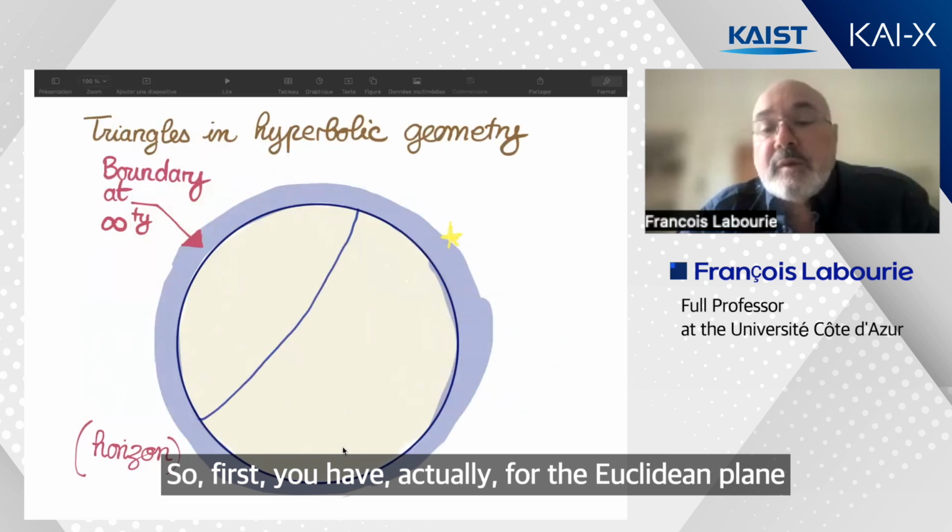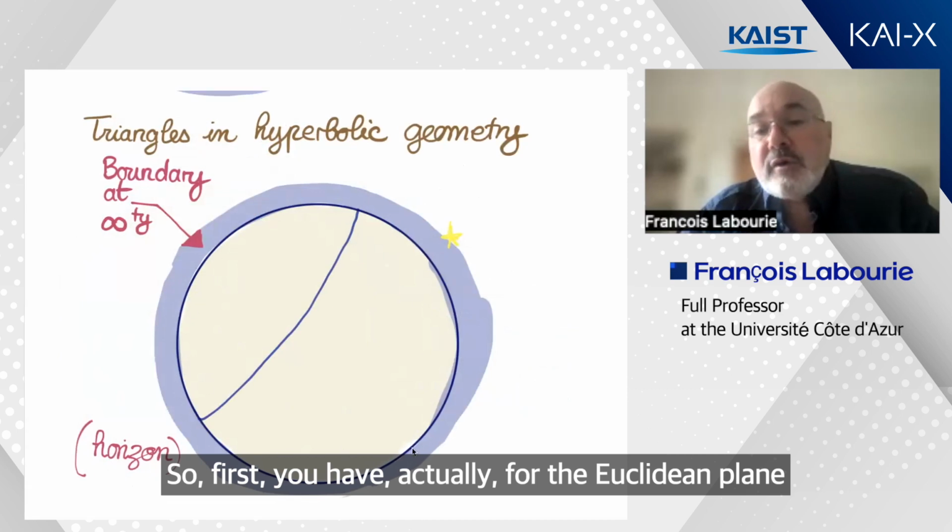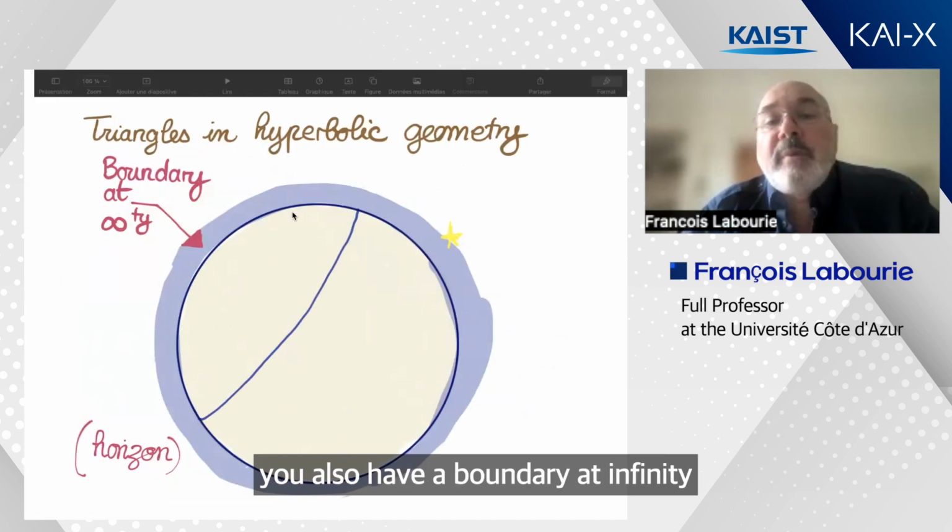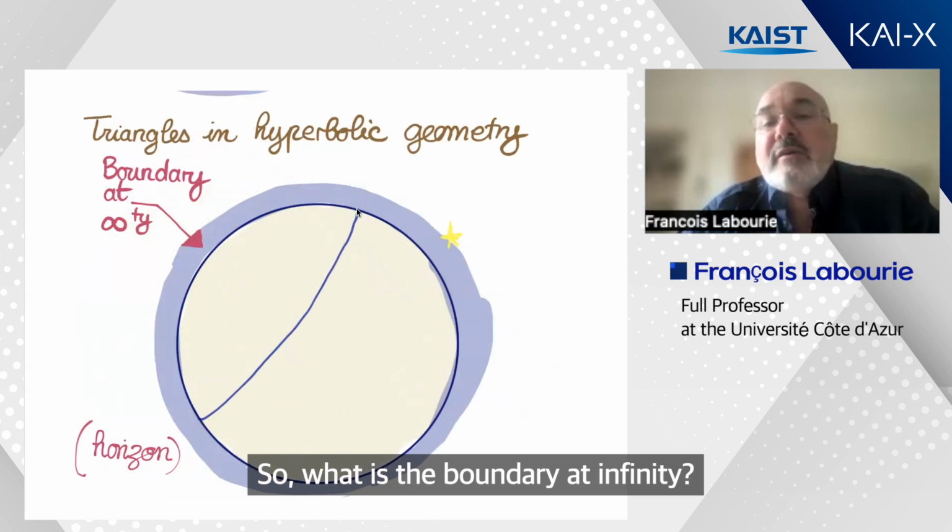So first, for the Euclidean plane, you also have a boundary at infinity. So what is a boundary at infinity?